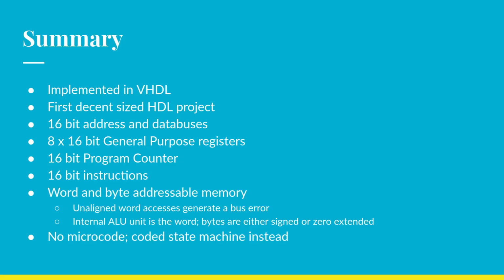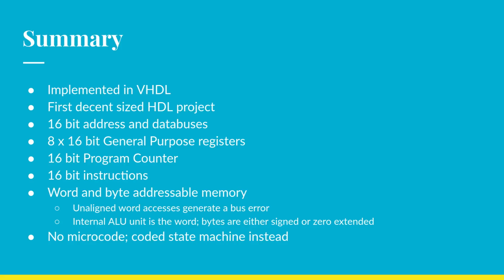So it's a 16-bit processor through and through, so it has 16-bit address and data buses, 8 16-bit general purpose registers, 16-bit program counter, 16-bit instructions. It started off as only word / 16-bit addressable memory, but I added a bus interface that can do byte accesses using either signed or zero extended access to present words to the rest of the processor.